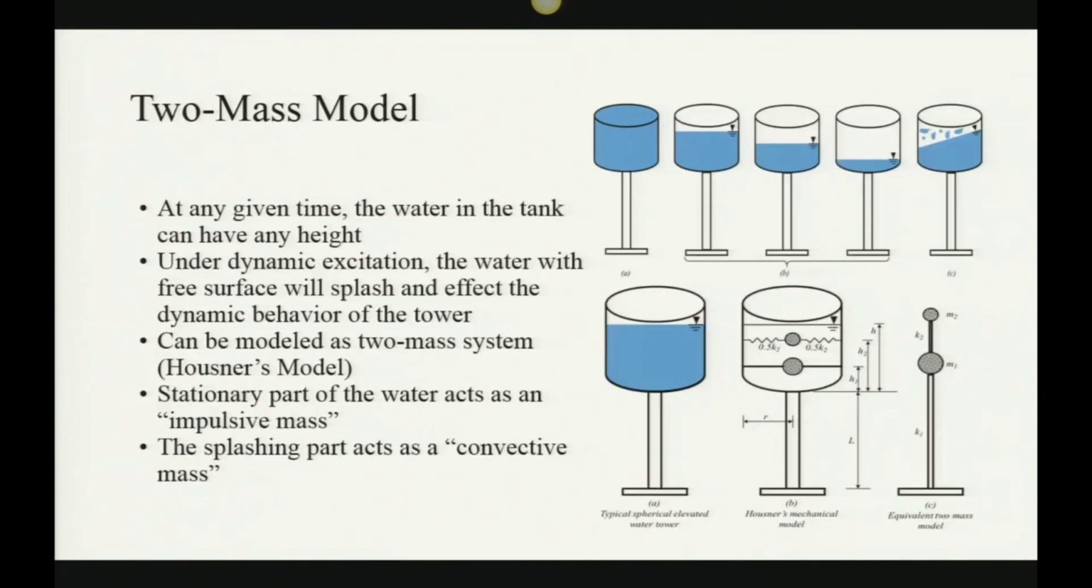For the 2-mass model, at any time the water in the tank can have any height. So as you can see, there's a free surface as less and less water goes in the tank. Housner, noticing this, came up with this kind of model where there's a mass at the bottom, because it's assumed that at some portion the mass won't slosh. It just stays constant, so that can be lumped with the mass of the whole structure. And then the second mass acts as a mass on springs on the sides as it sloshes, and it can be modeled like this.